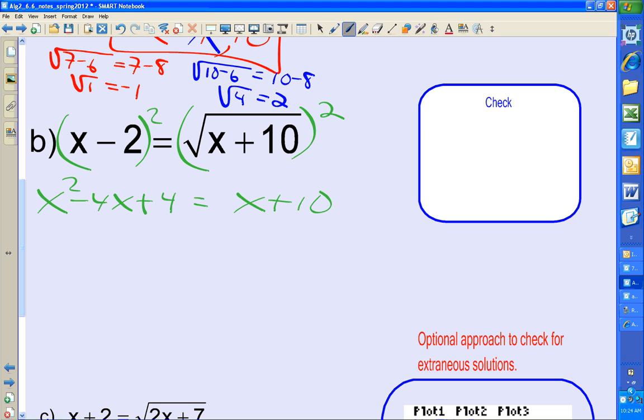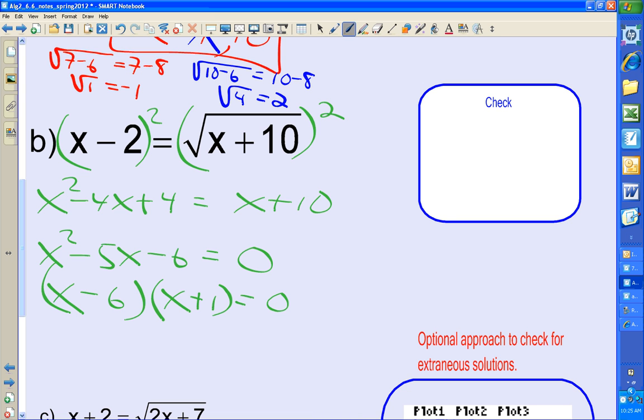Sarah, what'd you do next? So x squared minus 5x minus 6, perfect, equals 0, right? Which is what we wanted. Were you able to factor it? What'd you get? X minus 6. Very good.